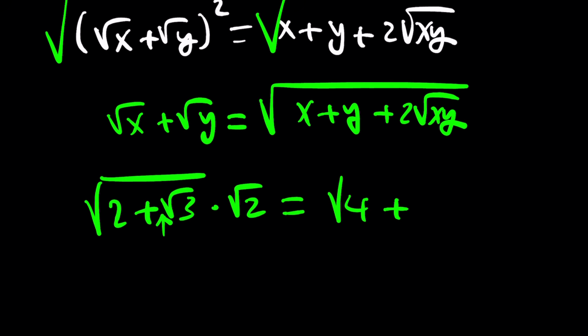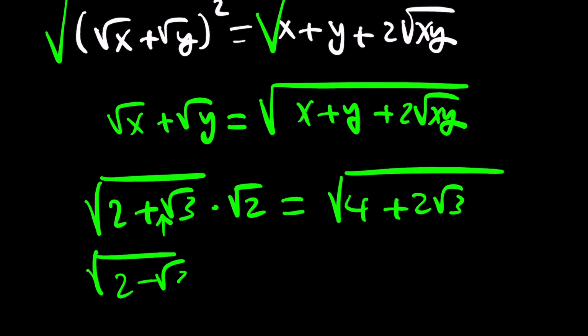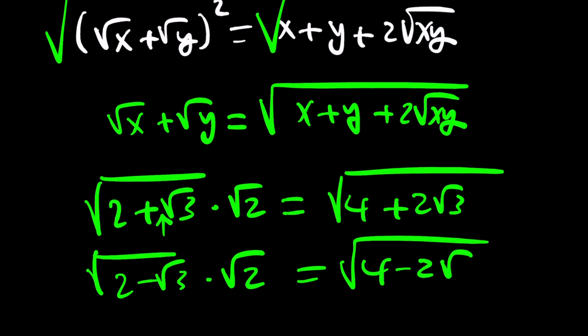That'll give you 4 plus 2 root 3. But of course, you have to do it with the other one as well. And you can't just multiply them. You also have to divide by them. But we'll do that later.